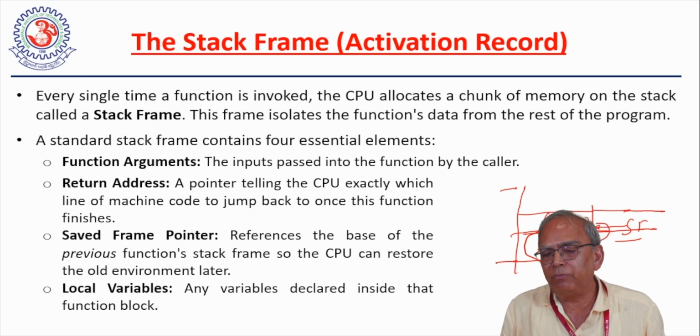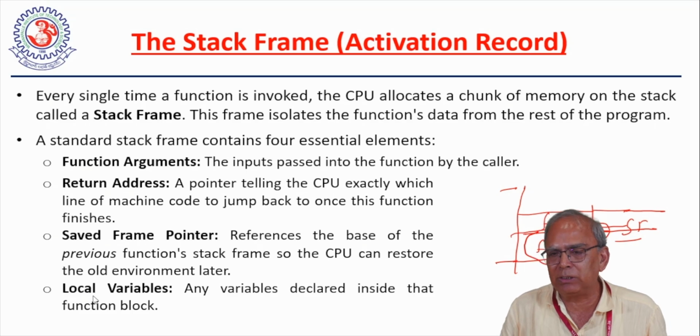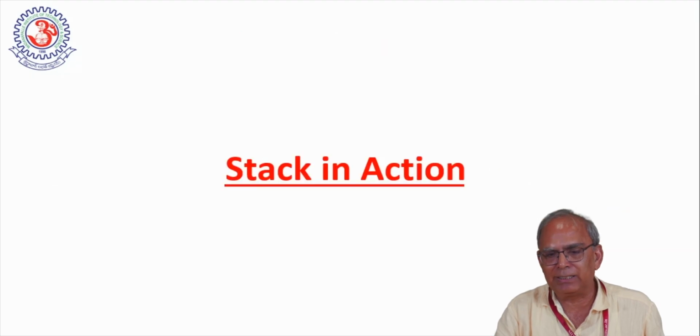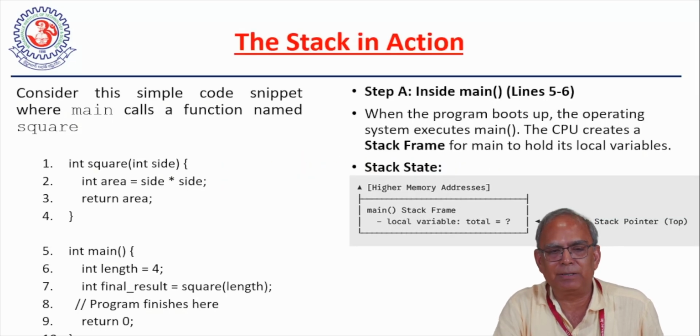So that way we need to save this address also, and then the local variables are also required. This is sometimes called an activation record or a stack frame, and it is an important part of the stack itself. Now, how does the stack do this? Just try to understand this aspect here.